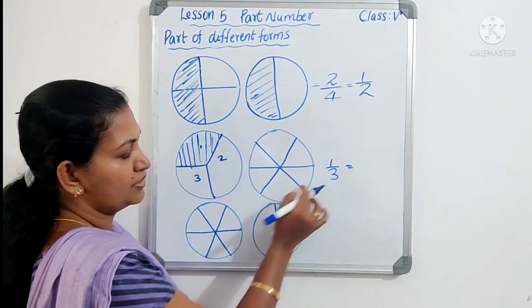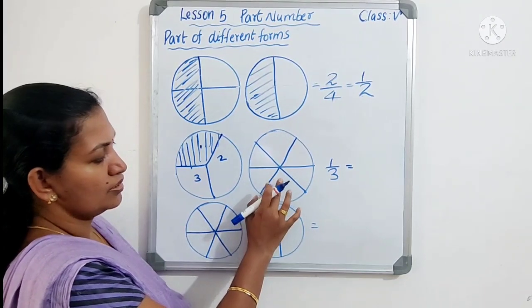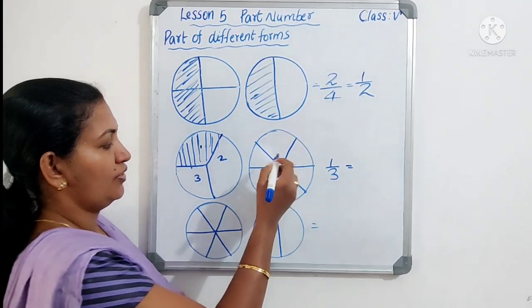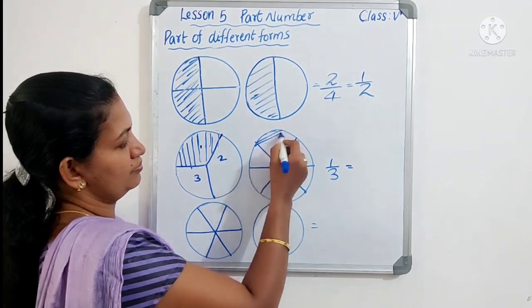Then next, in this circle, 6 equal parts. This circle is divided into 6 equal parts. Now I am going to shade 2 parts.